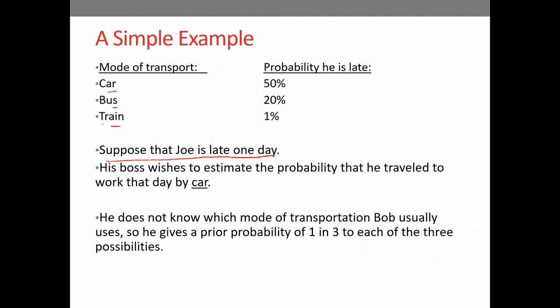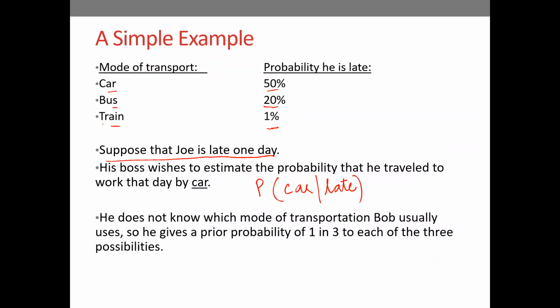That's the probability that he is late. So he's late 50% when he's using the car. He's late 20% when he's using the bus, and he's late 1% when he's using the train. Okay, so his boss wishes to estimate the probability that he traveled to work that day by car. So basically, the boss is interested in finding out that he traveled by car given that he's late, right?